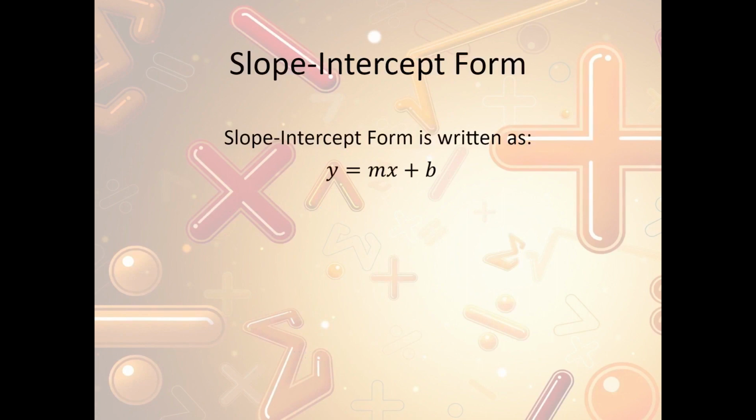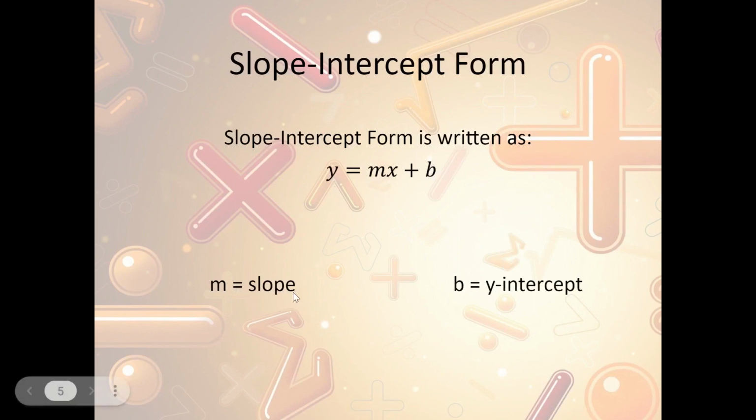Slope-intercept form. Slope-intercept form is written as y equals mx plus b. And what does that mean? M is the slope, and B is the y-intercept. Y and x are my variables that stay variables so that I can plug numbers in and see what they come out to be. So M is the slope, and B is the y-intercept.